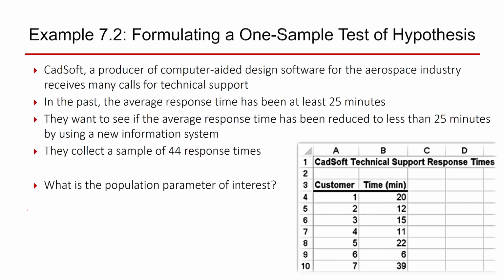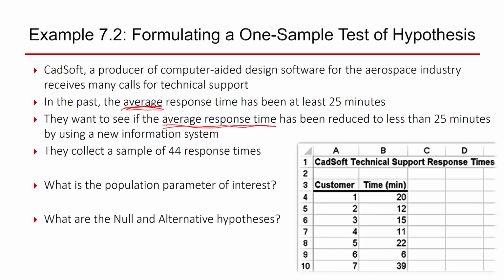So the first thing we need to do is identify the parameter of interest and state our hypotheses. What's our parameter of interest? Well, notice that they're talking about in the past an average response time, and what they're looking for evidence of, again, is average response time. So the parameter of interest is mu.